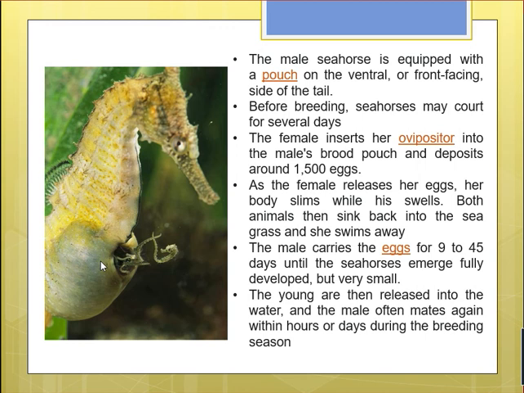As the female releases her eggs, her body will slim down while the body of the male will swell up, because it is carrying the fertilized eggs. Both the animals then sink back into the sea grass and the female will swim away. Now the male will carry the eggs for 9 to 45 days until the seahorses emerge fully developed, but they are very small. You can see the small seahorse young ones coming out from the brood pouch of the male parent.